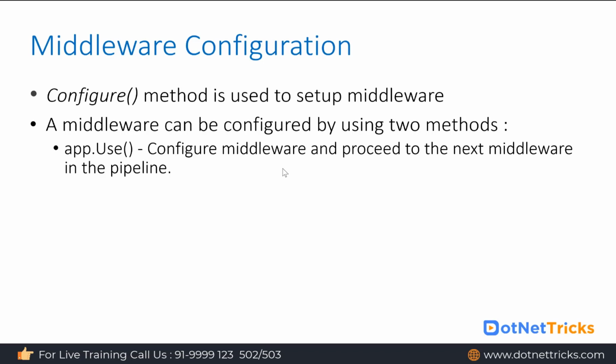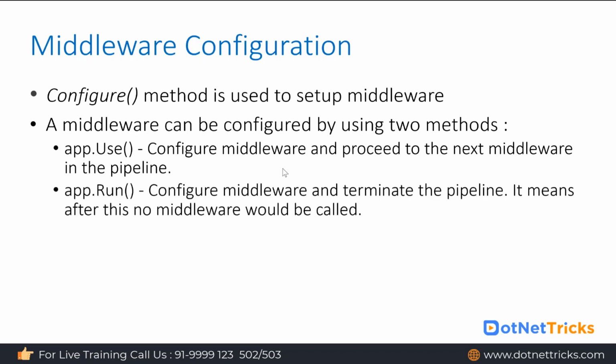So in that case, you should use the app.use method. The next one is the app.run method. The app.run method will help you to configure the middleware and also terminate the pipeline. It means if you have configured a middleware using the app.run method, after executing that middleware logic, no further middleware is going to be executed. So be aware while you are using the app.run method. After the app.run method, no middleware would be called.